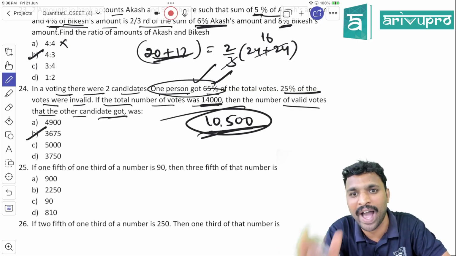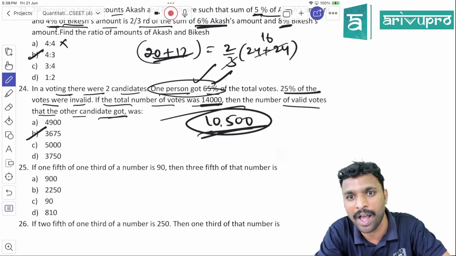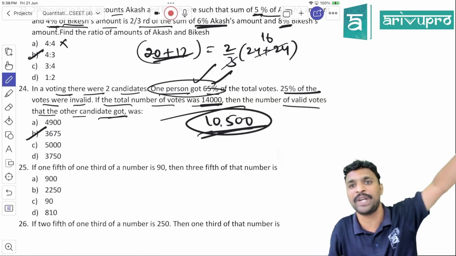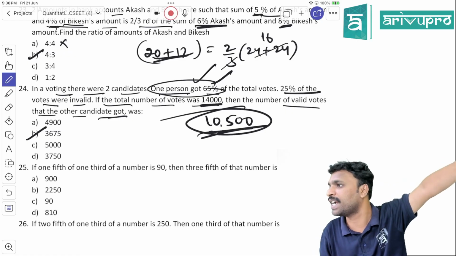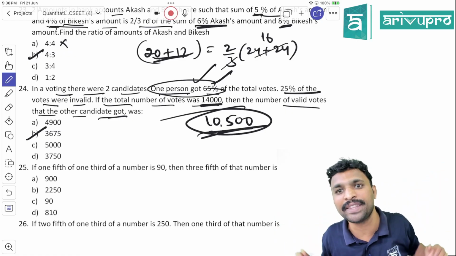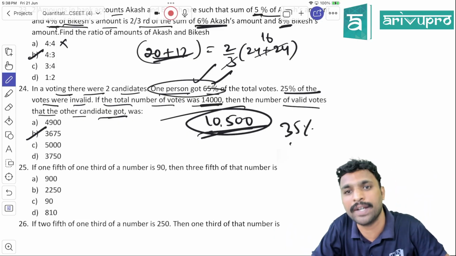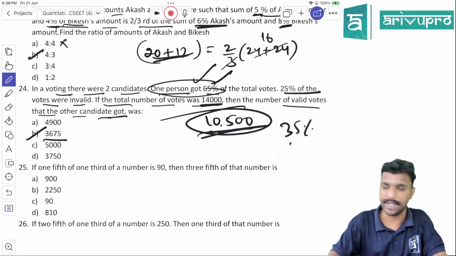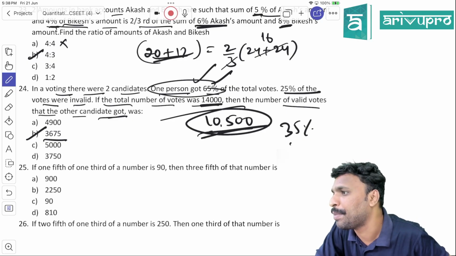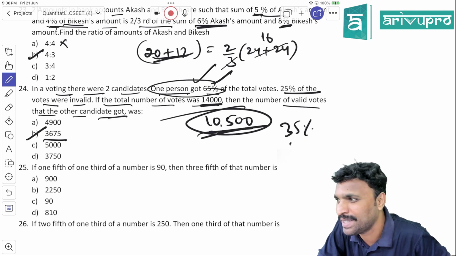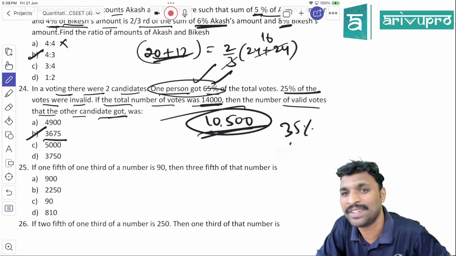Of the 14,000 votes, valid votes are 10,500. And of the 10,500, 65% is obtained by the first candidate. The other candidate gets the remaining 35% of 10,500, which is 3,675. Understood? Clear? Percentage plays a very important role, is it not?